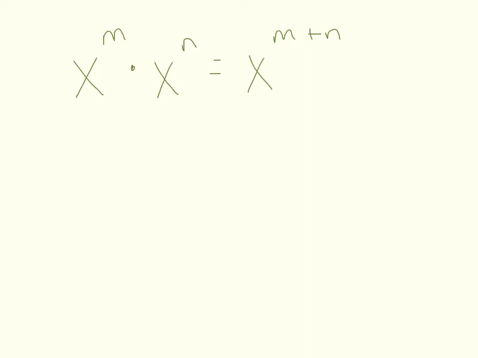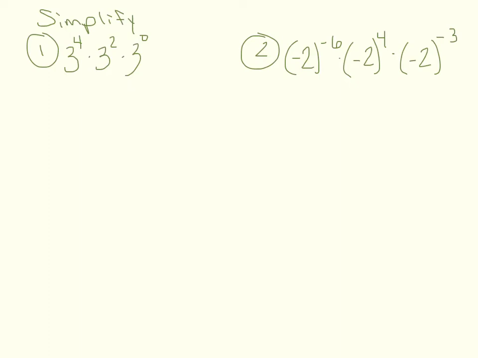So in other words, when you multiply something with the same base, notice how both of these are x, so they have the same base is what we call it, you just add the exponents, okay? So for instance, 3 to the 4th times 3 to the 2nd times 3 to the 0, they all have the same base, 3. So it's going to be 3 to the something, and then you just add up all the exponents. So 4 plus 2 plus 0 is 6, so this becomes 3 to the 6th.